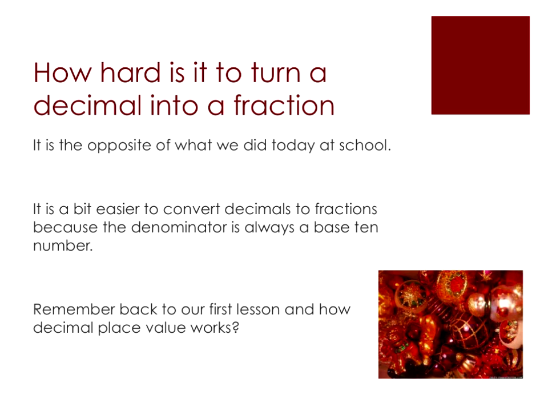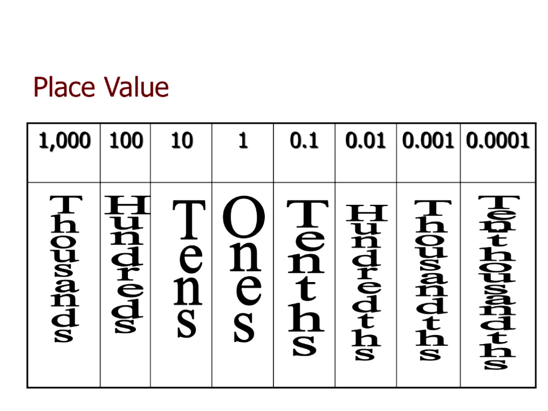So we're going to remember back to our first lesson and how decimal place value works. I'm going to put up the screen you probably will recognize. All right. So we looked at the different place values that there were. The first was thousands, hundreds, tens, and ones. And then usually, and I don't know why it's not there, I thought it was on this, but I'm going to put it right there.